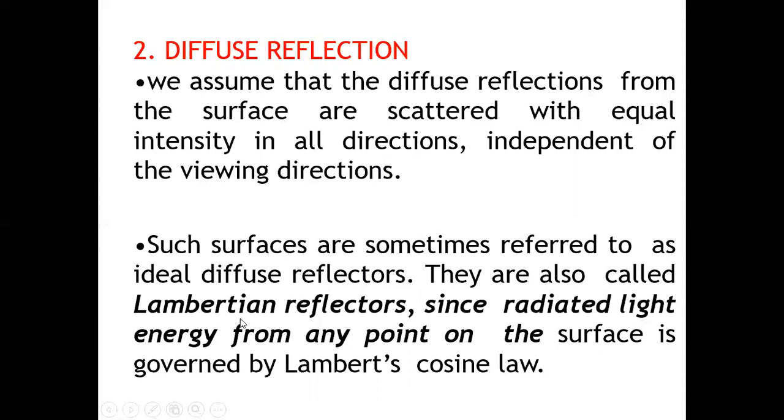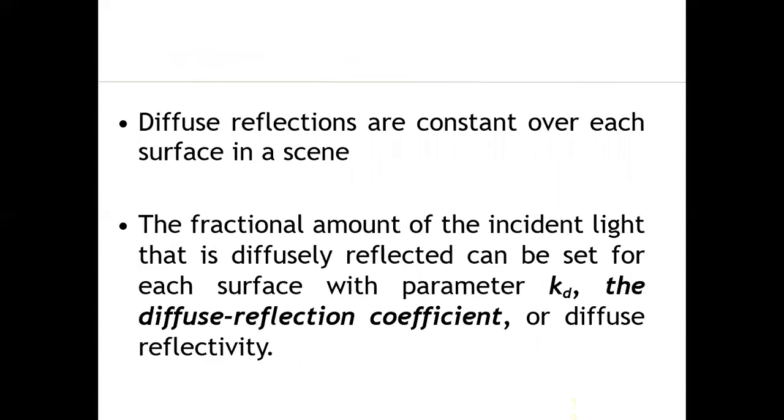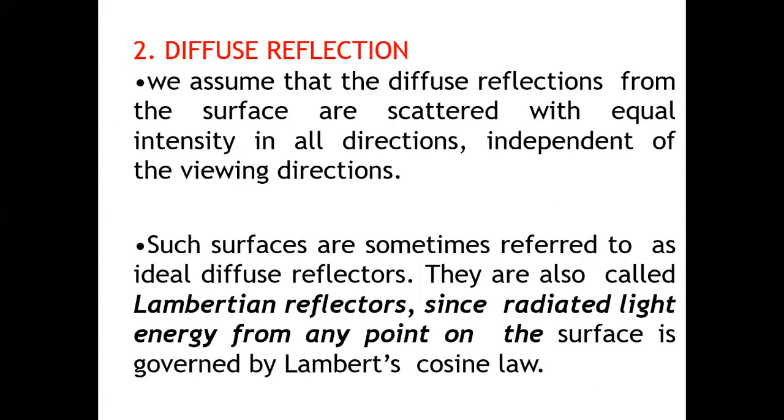They are also called Lambertian reflectors. Why? Because the radiated light energy from any point on the surface is governed by Lambert's cosine law. So what is this Lambert's cosine law? This law states that the amount of radiant energy coming from any small surface area dA in direction phi n, which is relative to the surface normal, is proportional to cos phi n.